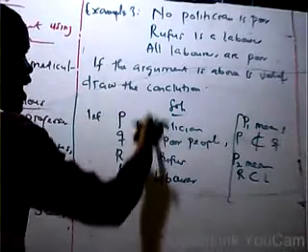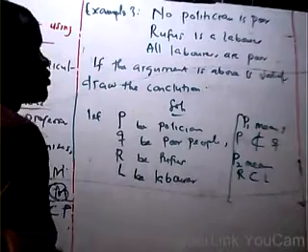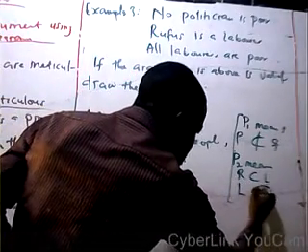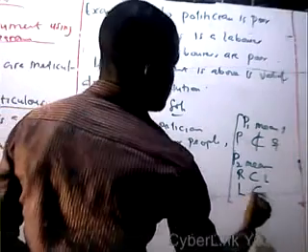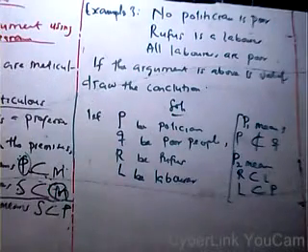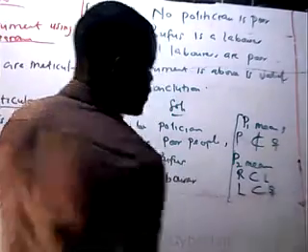Then the last statement. All liberals are what? Are poor. That is, liberal is also what? Liberal is the subset of poor people. Poor people is Q. It's the subset of Q.